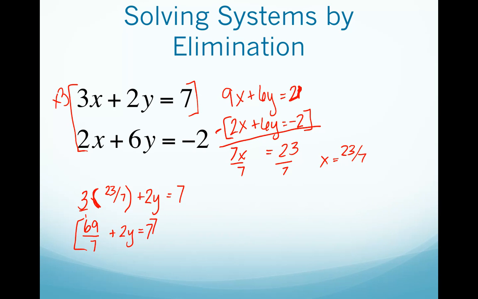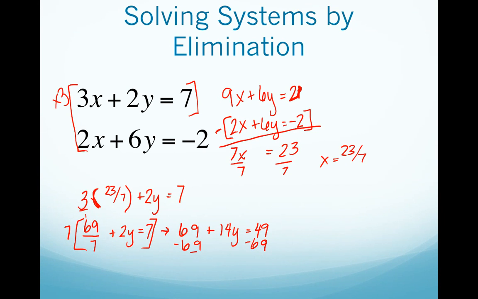But here's a little trick. If I want to get rid of all my fractions, I can multiply everything by that 7 in the denominator, and then my fractions will disappear. So here, 69 over 7 times 7 is just 69, plus 2y times 7 is going to be a 14y, and then 7 times 7 is 49. So then I can go ahead and subtract here.